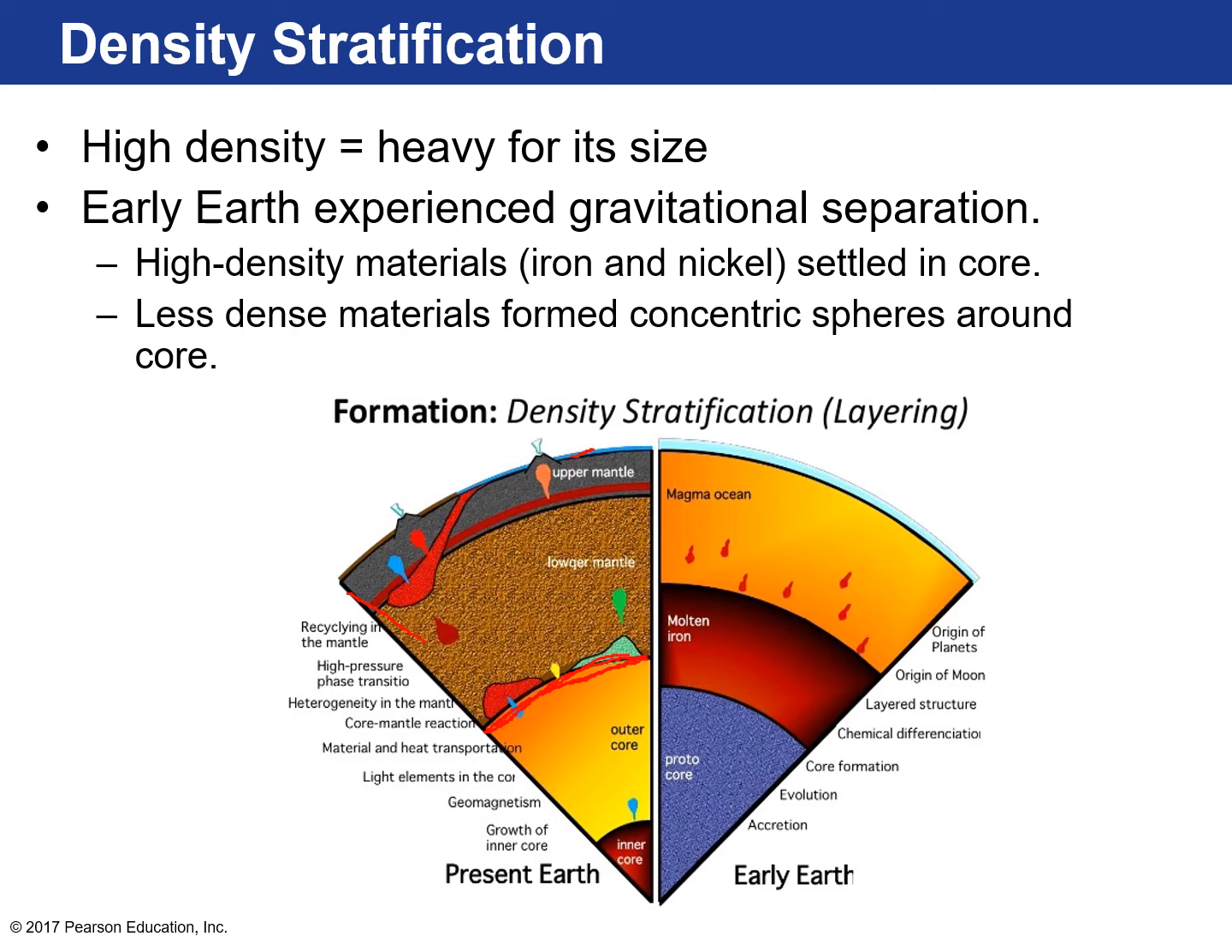So here's the distinction: early Earth. Here's the proto core, molten iron, and here's our magmatic ocean. Right. So this is very early on in Earth's history. This is the layers of our Earth today, and we'll go into this in more detail. So less dense material formed spheres around the core.